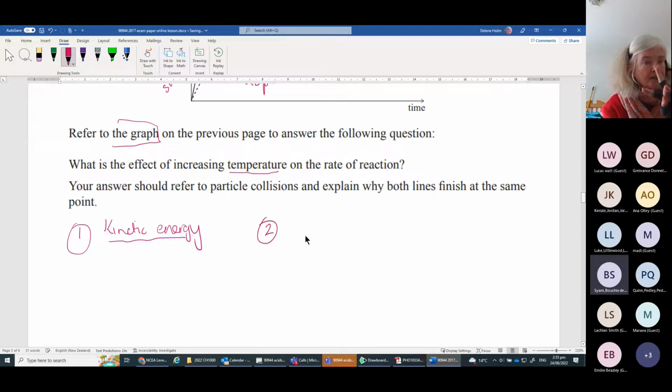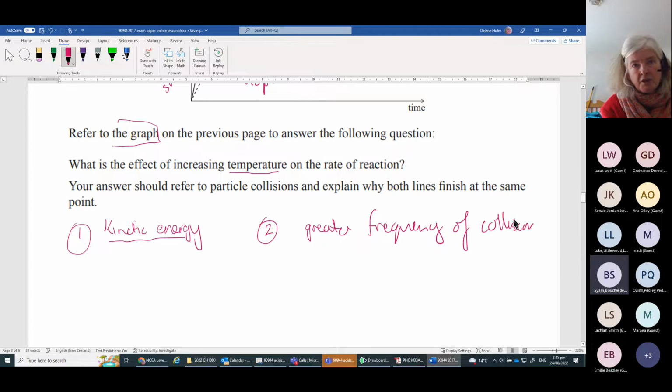Yeah, and we're going to break that into 2 bits. So if they're moving around faster, they will collide more often per unit time. So there is a greater frequency of collision. And simply because if you think about it, if you're walking around a room compared to if you're all running around a room, you're much more likely to collide when you're all running around the room than if you're walking around the room. So you're moving faster, you're going to meet up more often. So you would be talking about a greater frequency of collision.